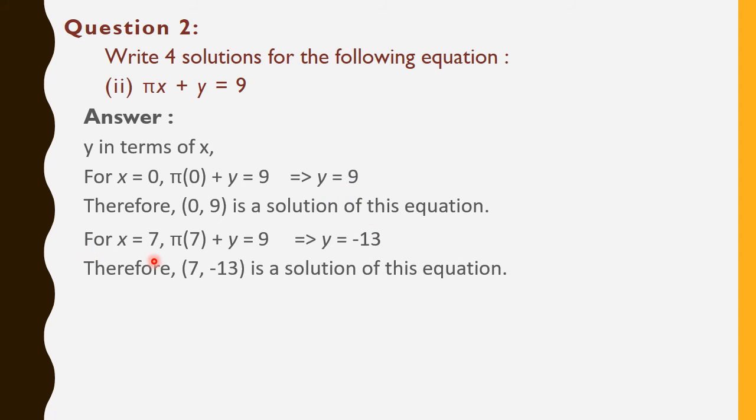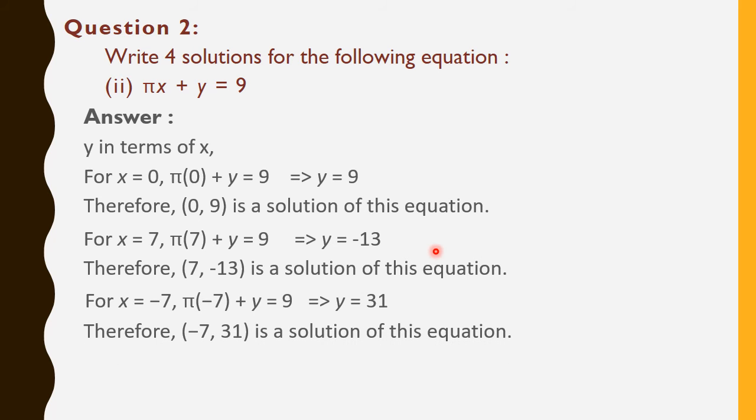For x equals 7, 22 by 7 into 7 will be 22, plus y is equal to 9. So ultimately we'll get the value of y as minus 13. Therefore, the solution will be (7, minus 13).